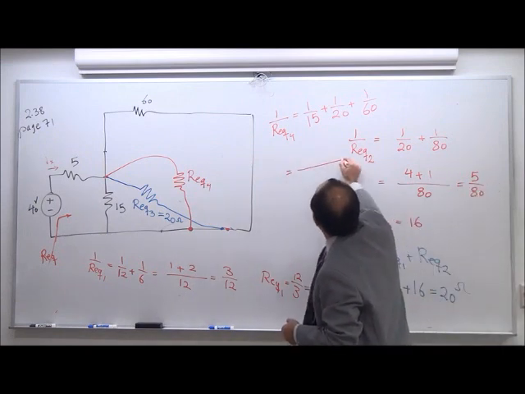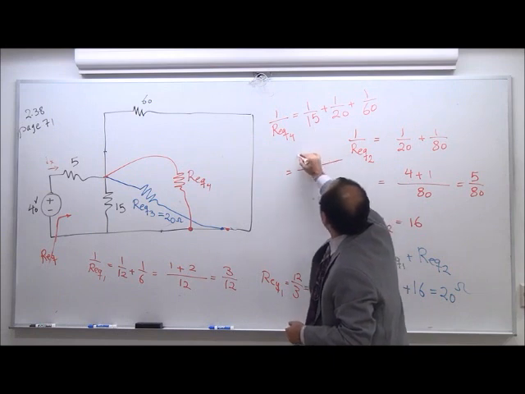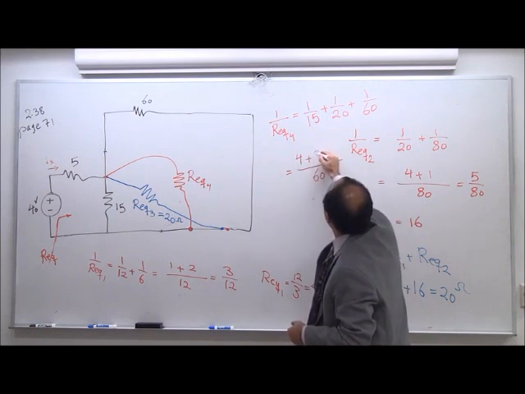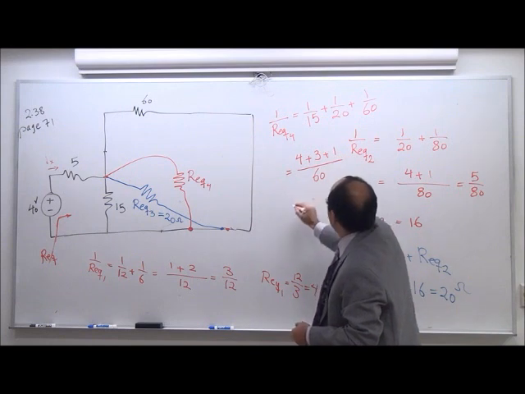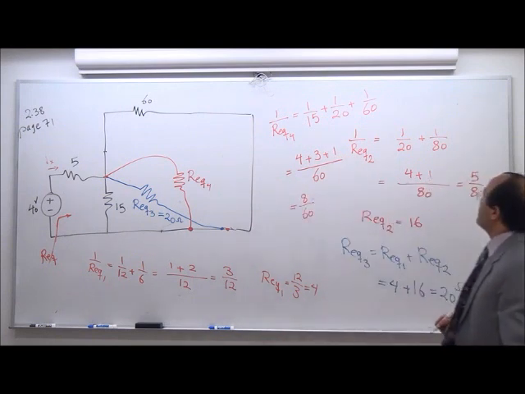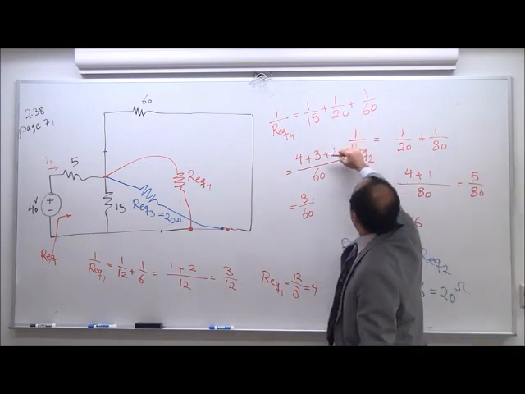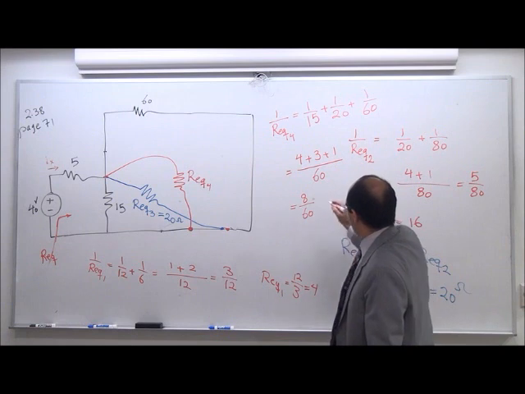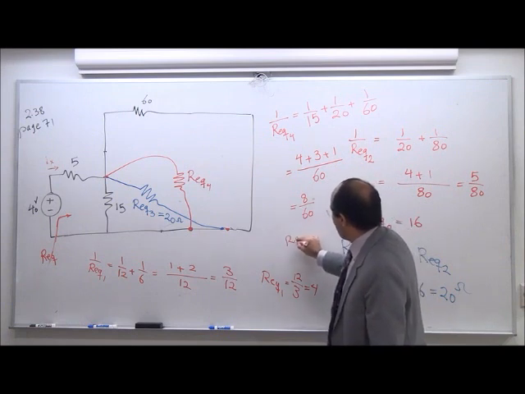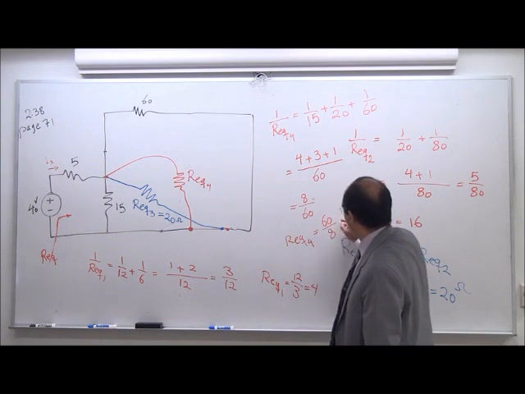I'm going to have 60. This is going to be 4, this is going to be 3, this is going to be 1, it's going to be 8 over 60. Let's see if I made a mistake or not. 60 divided by 15, 4, 3, and 1, that's right. So what is R equivalent? I need to remember, it's 60 divided by 8.